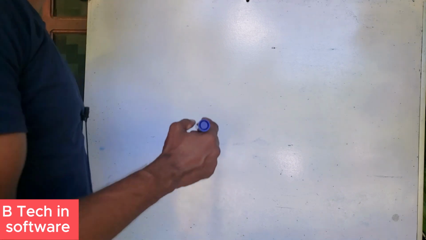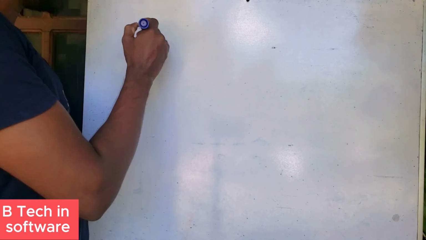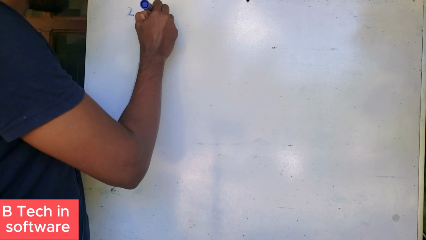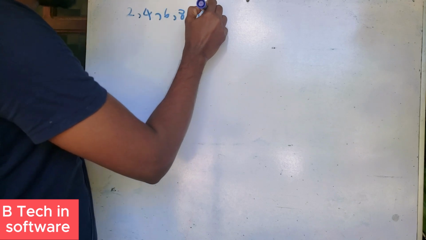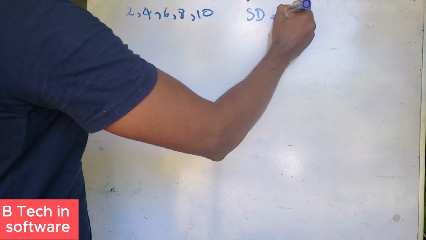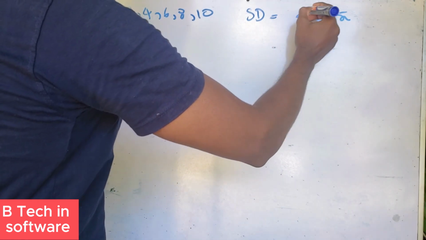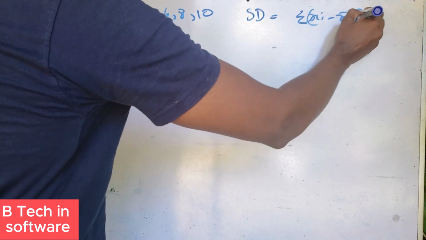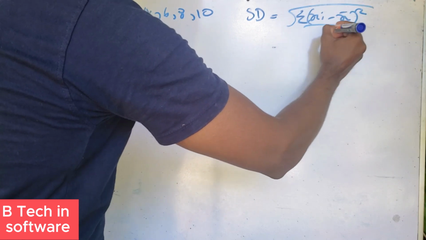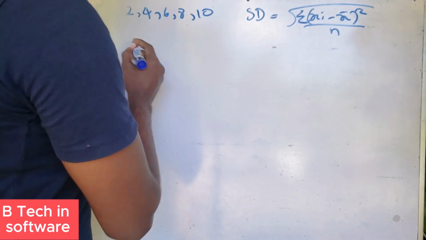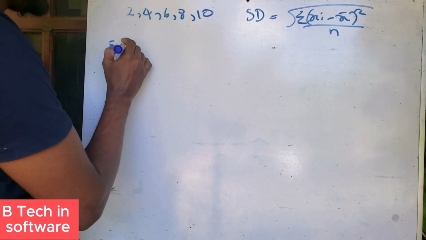Let's find standard deviation for ungrouped data. Let's take the number sequence 2, 4, 6, 8, 10. To find standard deviation, the equation is sigma (xi minus x bar) squared, divided by n. This is the equation. X bar means mean.